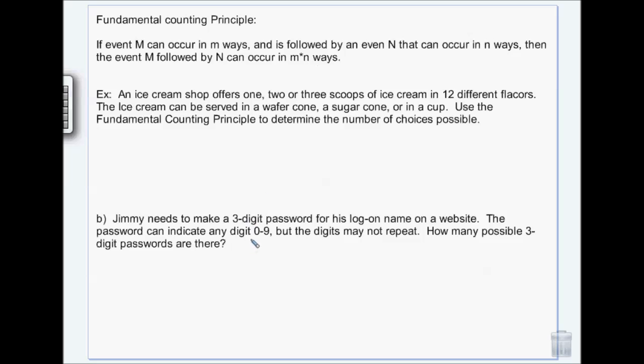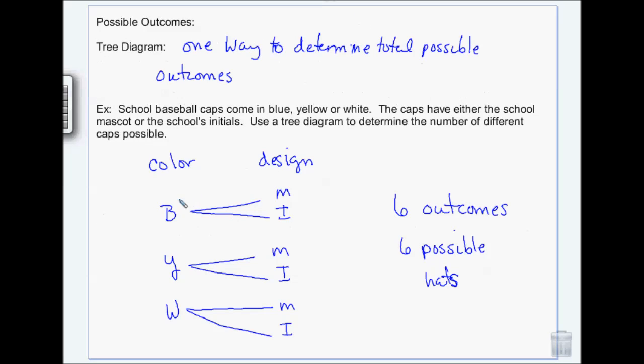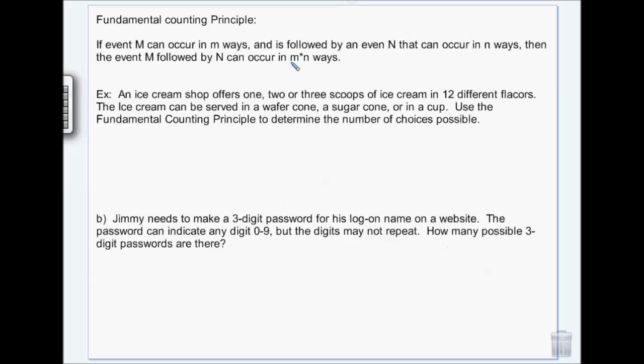Which brings us to the fundamental counting principle. Now this is really a fancy way of saying if I have 3 colors and 2 designs, I multiply them together.